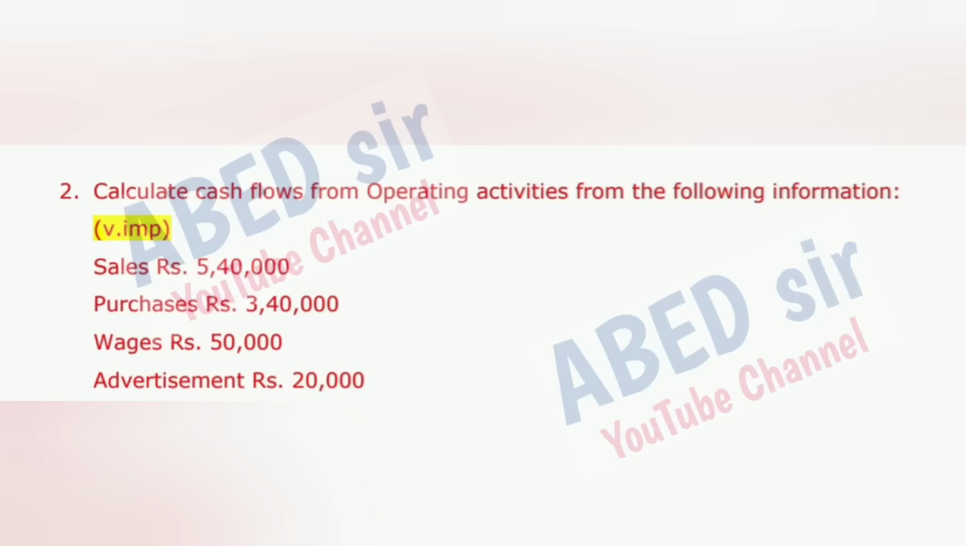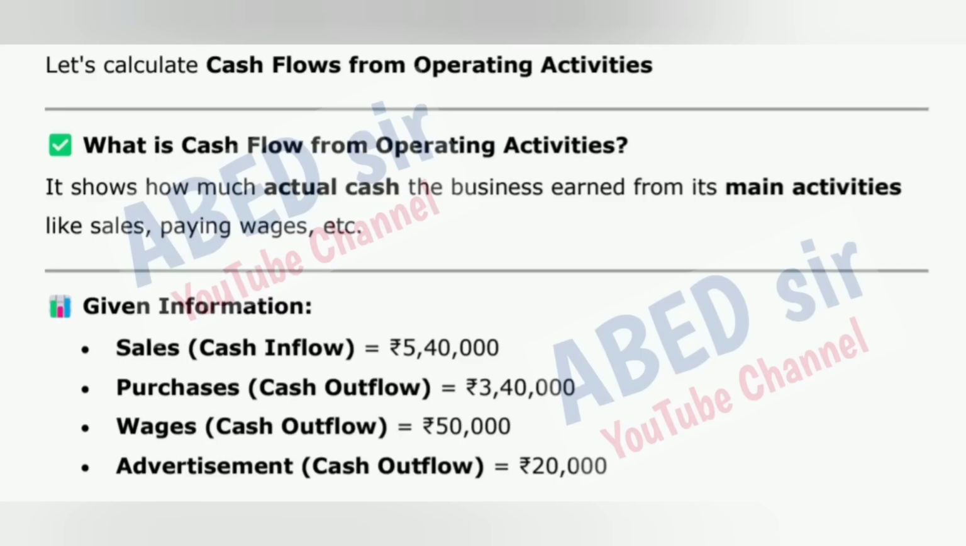2. Calculate cash flows from operating activities from the following information. Sales 5,40,000 rupees. Purchases 3,40,000 rupees. Wages 50,000 rupees. Advertisement 20,000 rupees. Let's calculate cash flows from operating activities. What is cash flow from operating activities? It shows how much actual cash the business earned from its main activities like sales, paying wages, etc.